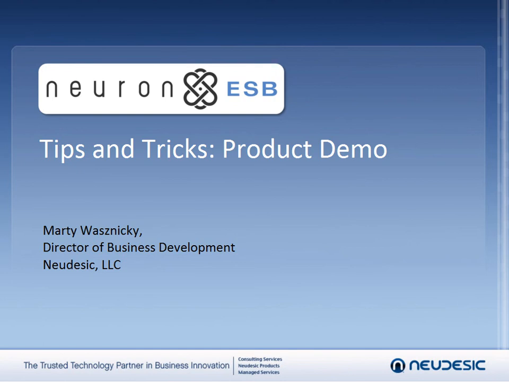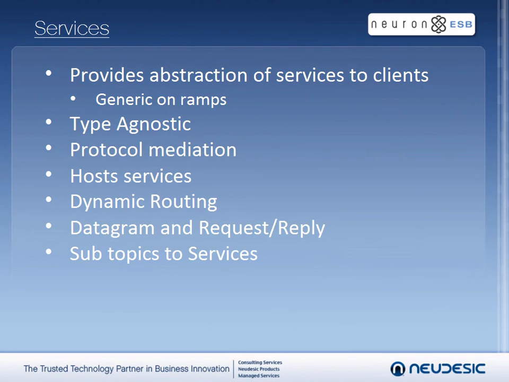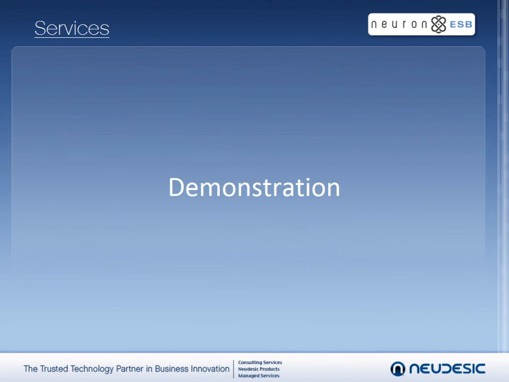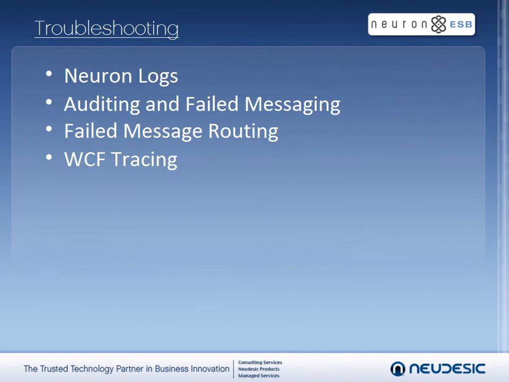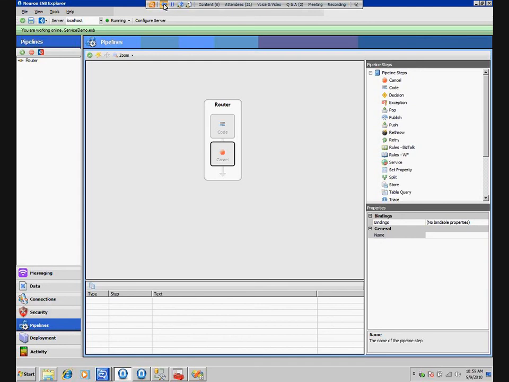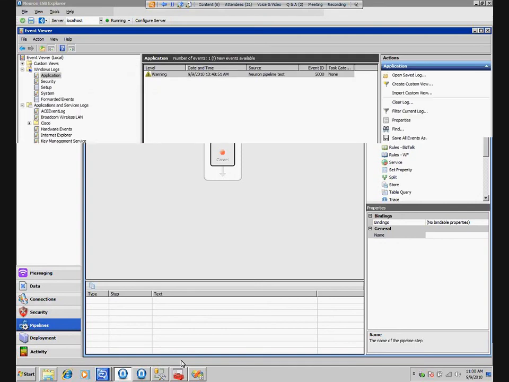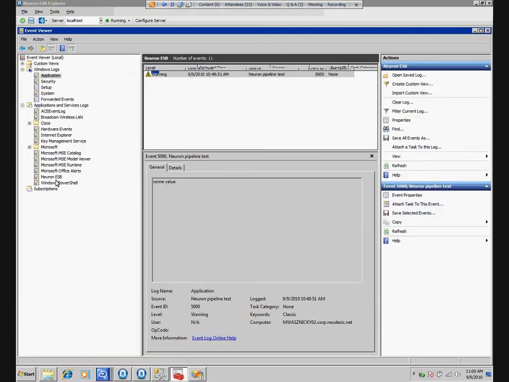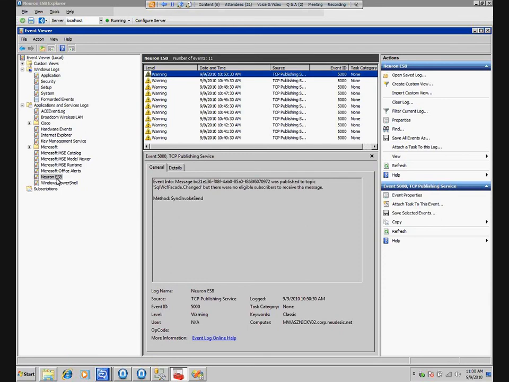And I think we're almost out of time here in our last subject. Troubleshooting, Neuron logs, auditing and failed message routing, and WCF tracing. So here, very easy to configure these and very useful information. So let me go back to my desktop, go into Neuron and show you some of this. First of all, you have to remember, always look at the event logs. We write everything to either the Neuron ESB or the application log. So you'll always see these.